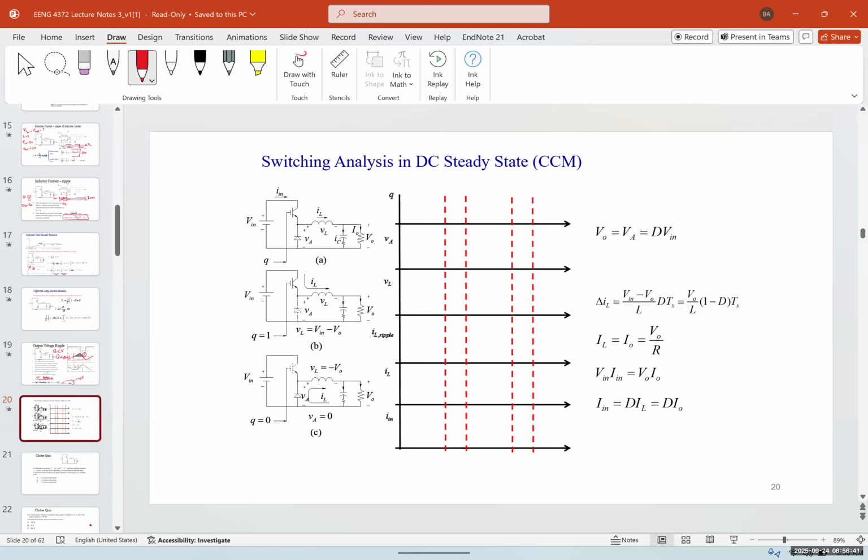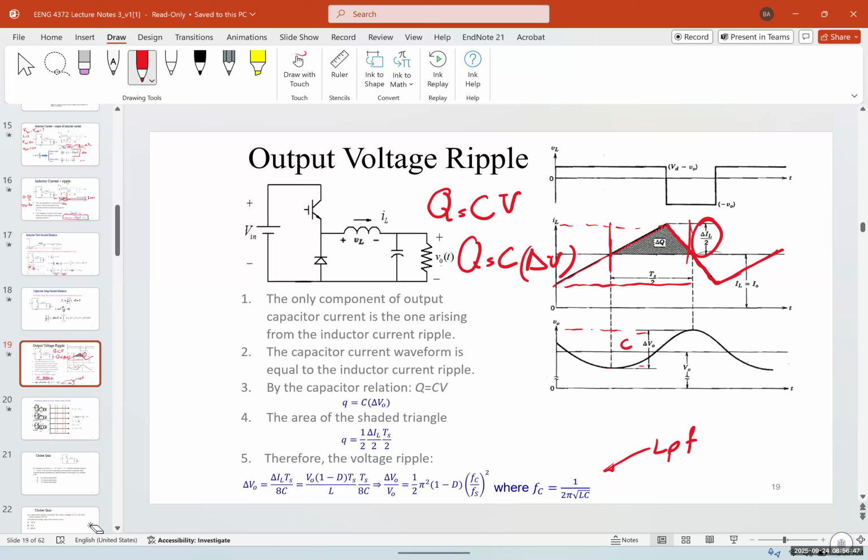So the switching analysis in a DC steady state, again, I want you to write down this equation, which is very important. And one thing to keep in mind is delta V is related to Fc and Fs. Fs is our switching frequency, and Fc is our cutoff frequency. The higher the switching frequency is, the lower the delta V would be. The higher the cutoff frequency is, the higher our delta V would be.